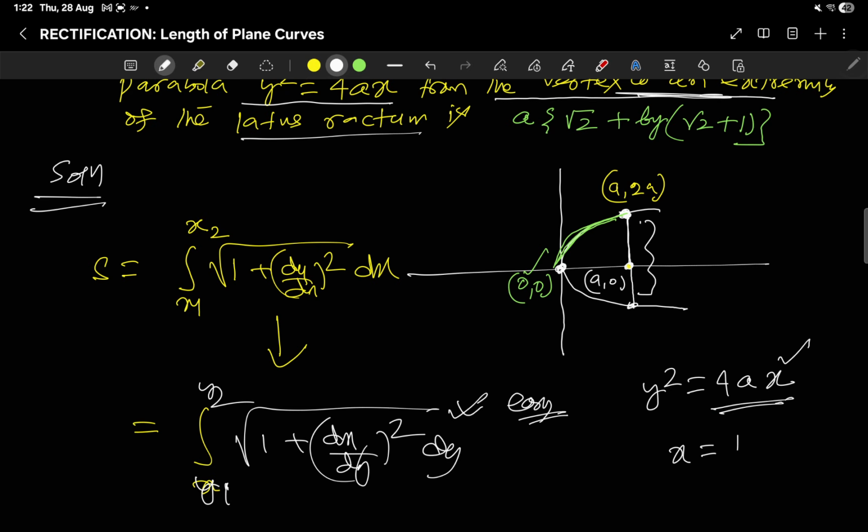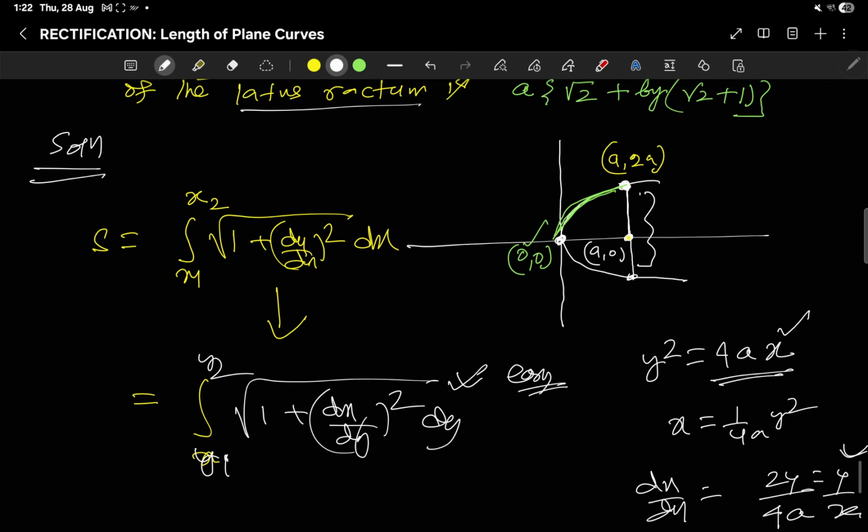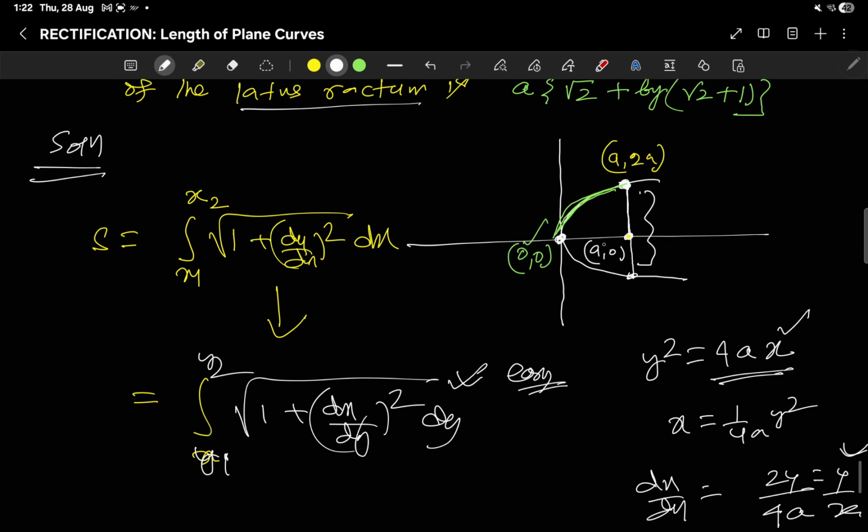So what is x? x is 1 by 4a times y square. Now what is dx by dy? It will be 2y by 4a, which is y by 2a. So it will be easy now. In view of y, the limit is from 0 to 2a.